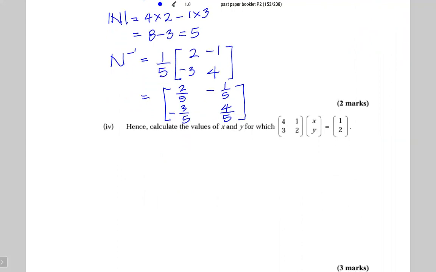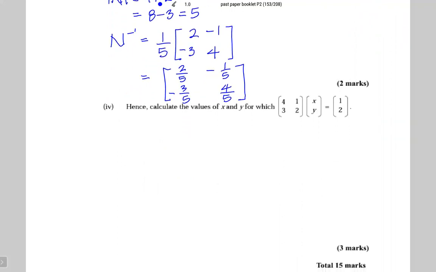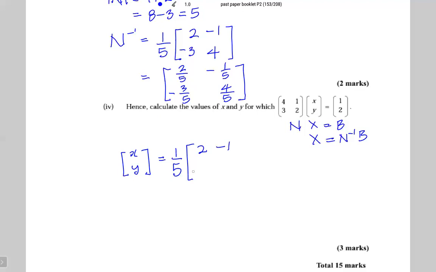Then we're told, hence calculate the value of x and y, for which N multiplied by x, y is equal to 1, 2. So let us say this is N, X is equal to B. To solve this, X would be equal to N inverse B. So therefore, X, which is what we want to find, x, y, is equal to N inverse. Let's use this version of N inverse. 2, minus 1, minus 3, 4 times B, which is 1, 2.